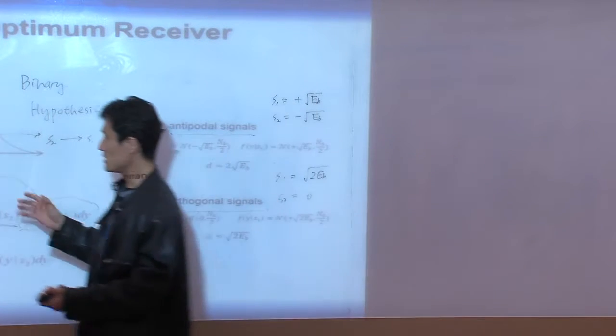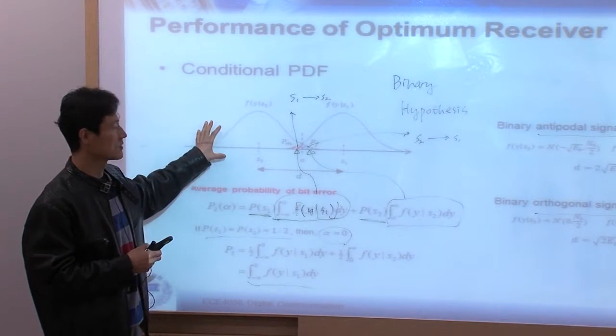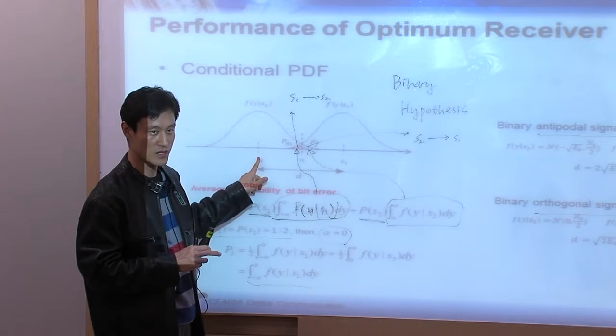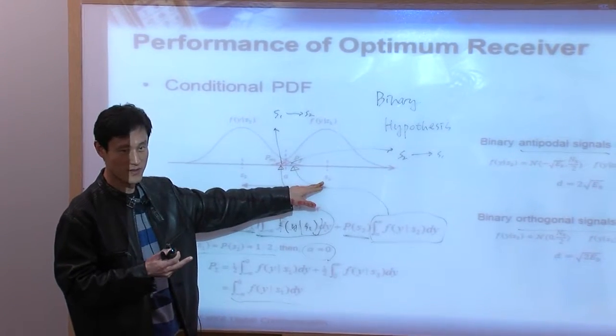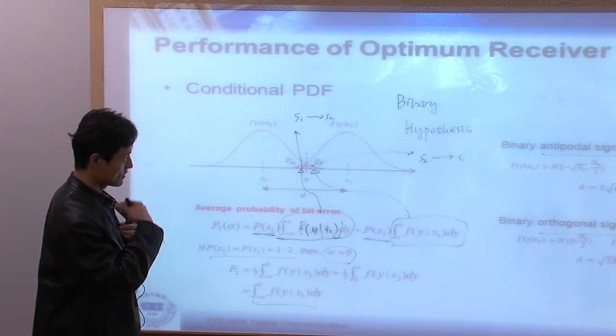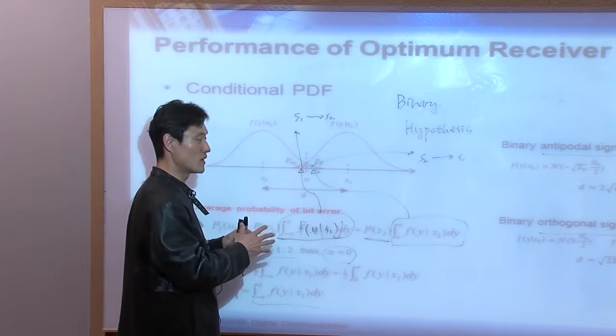So again, this binary hypothesis is a general case. Because I said S1 and S2, I didn't mention this is a positive, negative, 0. I didn't mention anything, right? I just say this is S1, this is S2. Just general symbol. So any binary system, you draw the same picture.